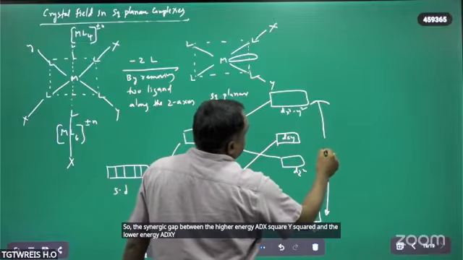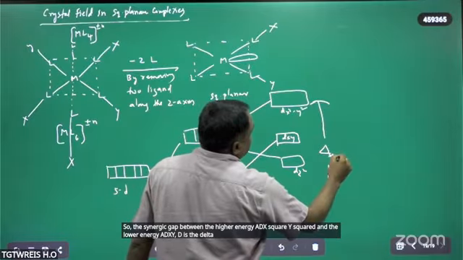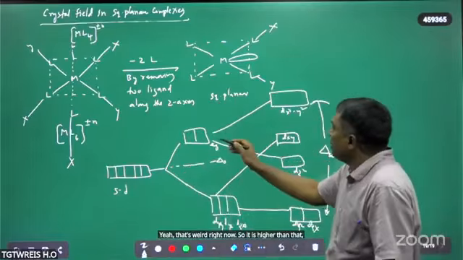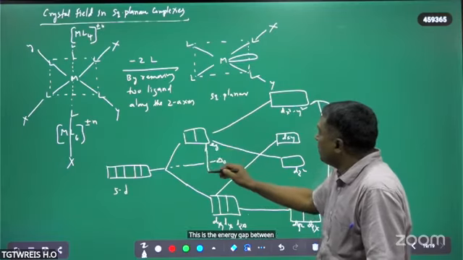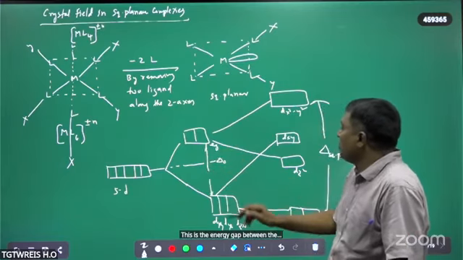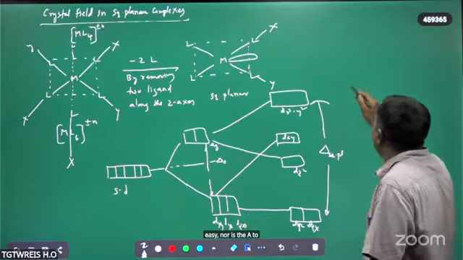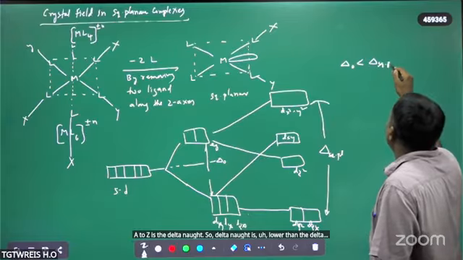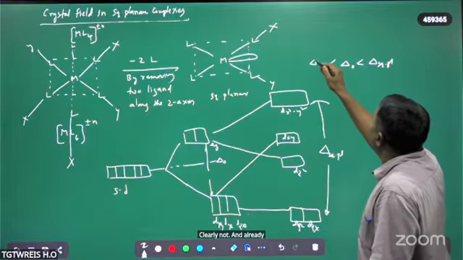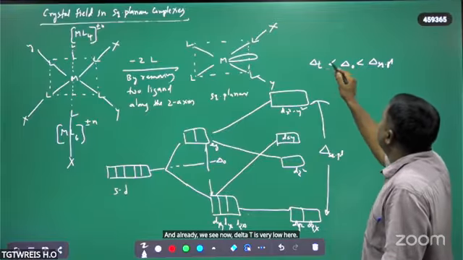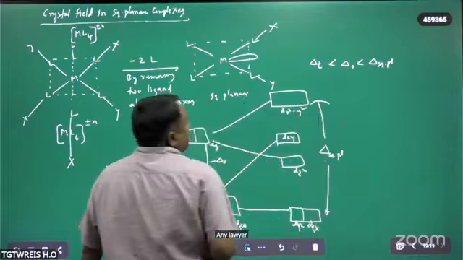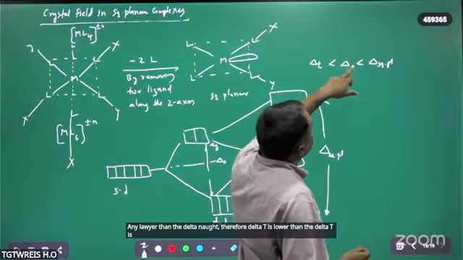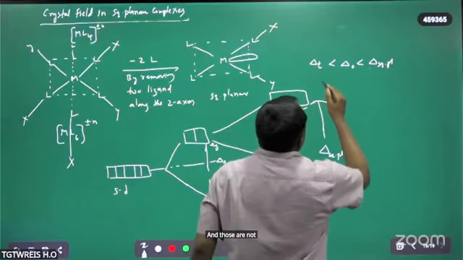It is the delta square planar, which is higher than delta naught. Delta naught is the energy gap between the higher energy eg and lower energy t2g. So delta naught is lower than delta square planar. And we already saw delta T is lower than delta naught. Therefore, delta T is lower than delta naught, and delta naught is lower than delta square planar.